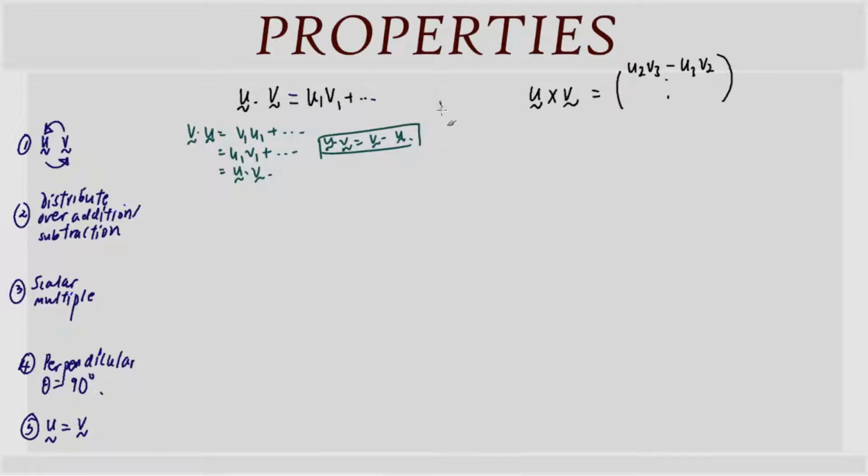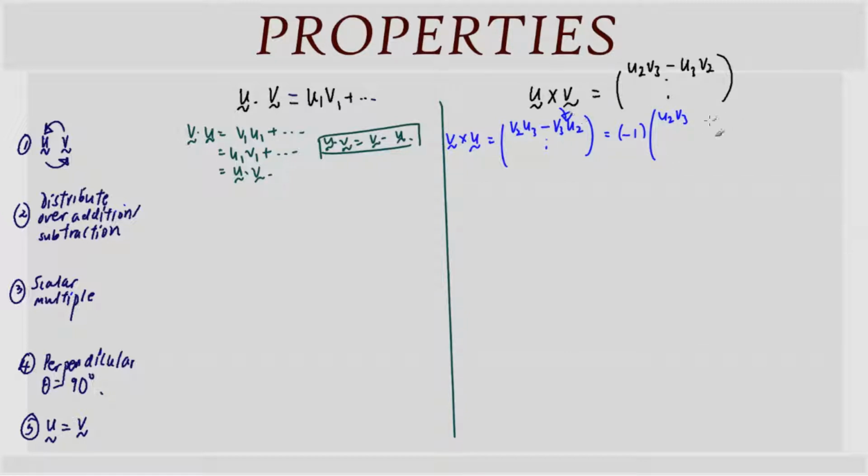Now for the cross product, on the other hand, we have u cross v. The first row would be u2 v3 minus u3 v2. For v cross u, in the first row we have v2 u3 minus v3 u2, so on and so forth. And that gives you negative 1 times u2 v3 minus u3 v2, which is equal to negative of u cross v.